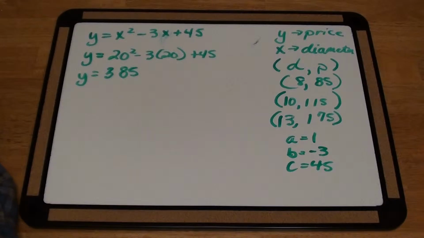Now, in the next letter, letter D, the price intercept is the price where the diameter is 0.